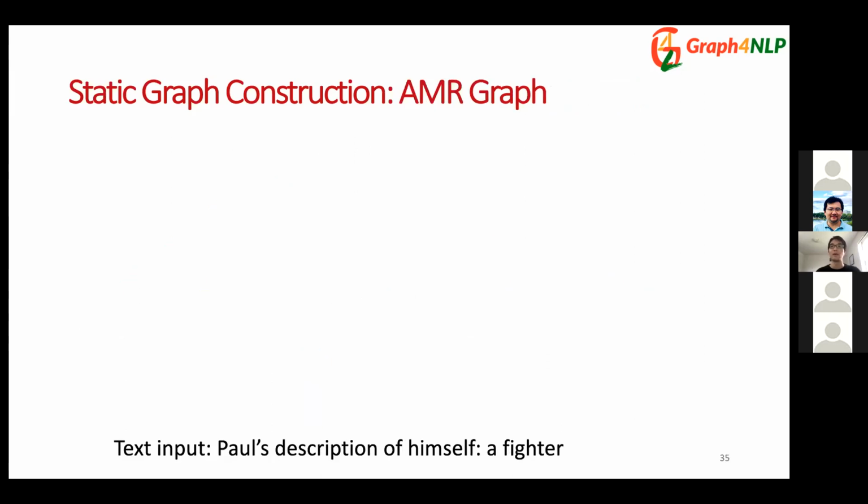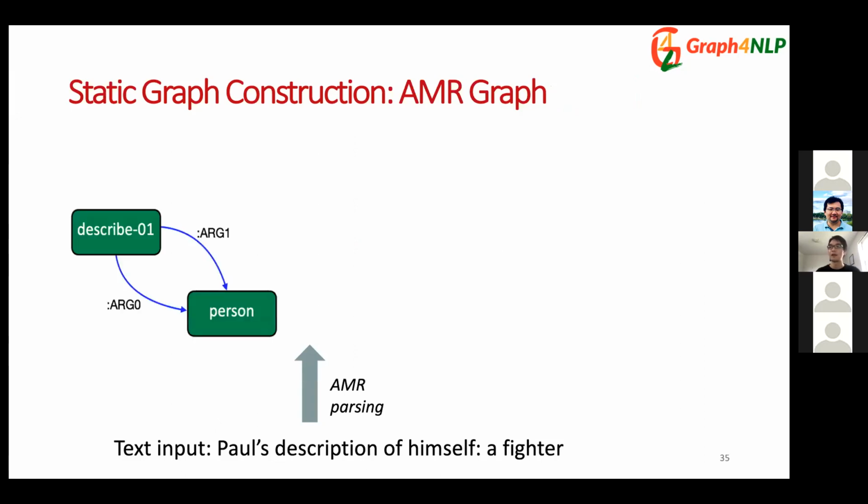AMR graphs are widely used to represent the high-level semantic relations between abstract concepts of text. Different sentences that are semantically similar may share the same AMR graph. Given a sentence, Paul's description of himself as a fighter, one can apply AMR parsing tools to convert it to a graph.